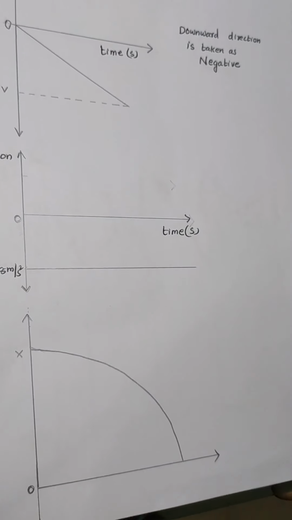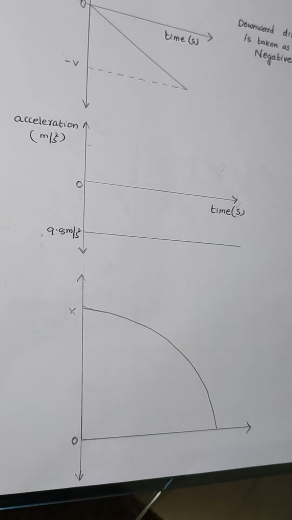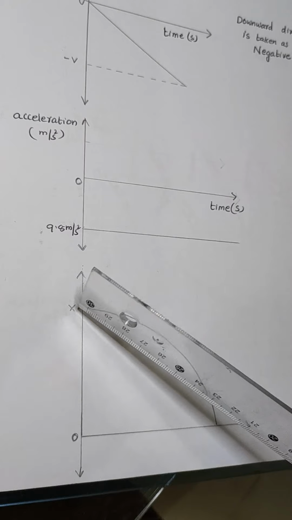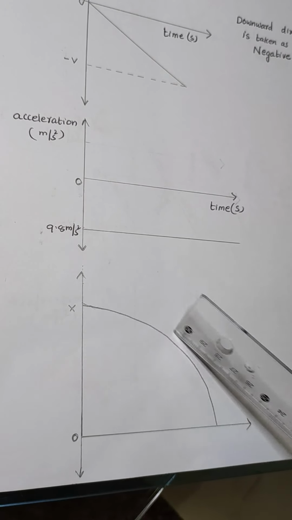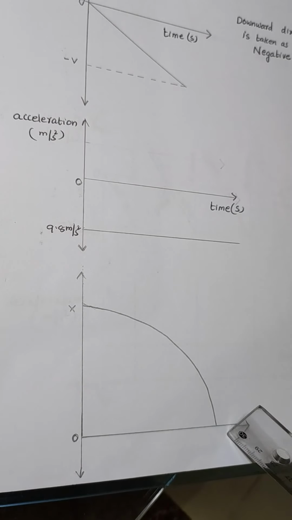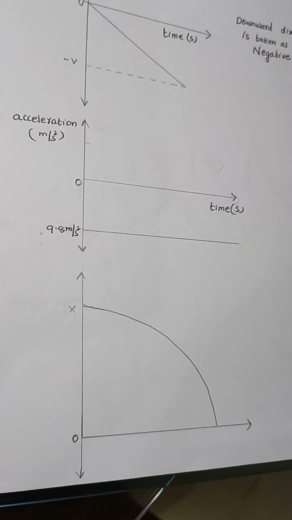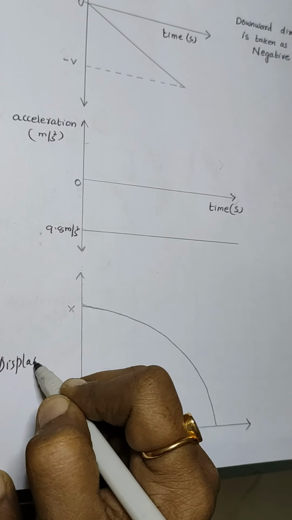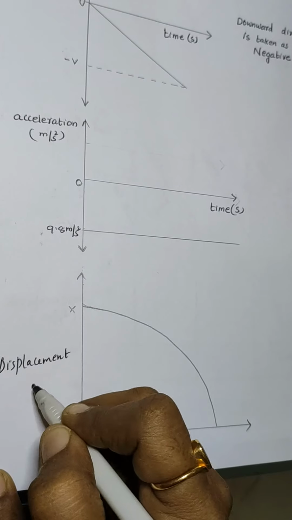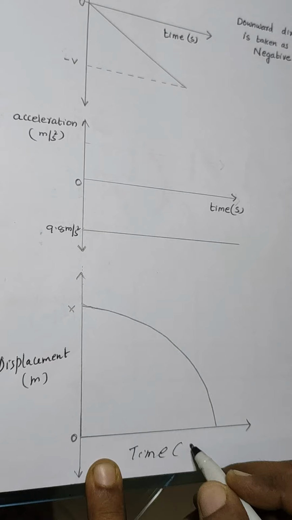Now for this case, what is the displacement-time graph? In the previous case you have seen that for this part of the journey, which means a freely falling object from a particular height falling to the ground, the displacement-time graph looks like this. This is displacement, which is in meter, and this is time, which is in seconds.